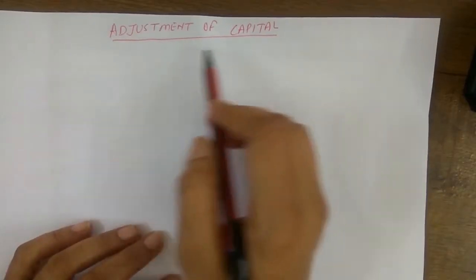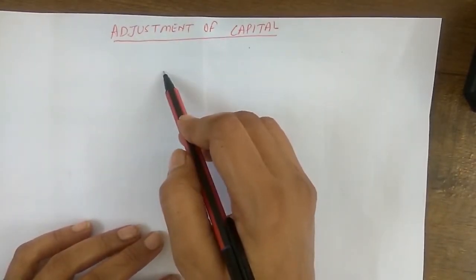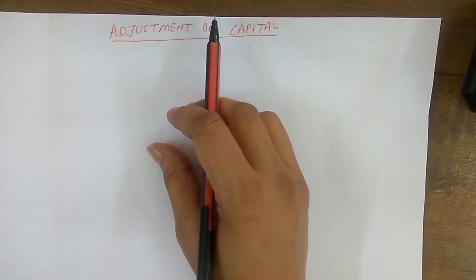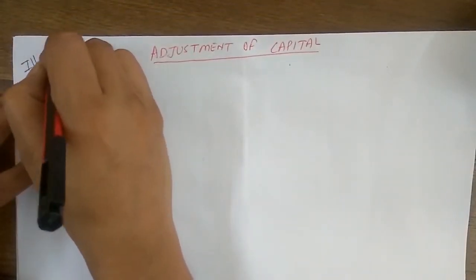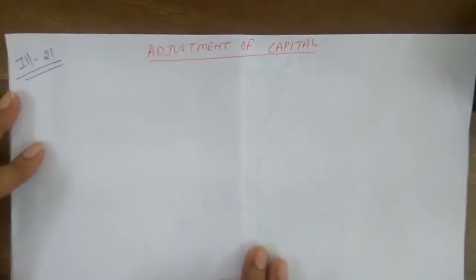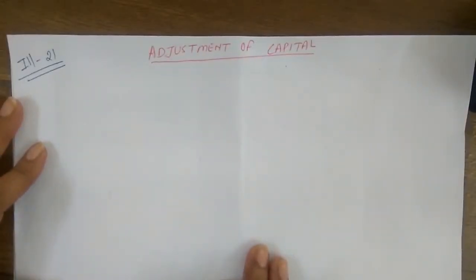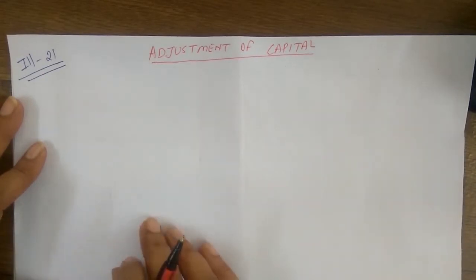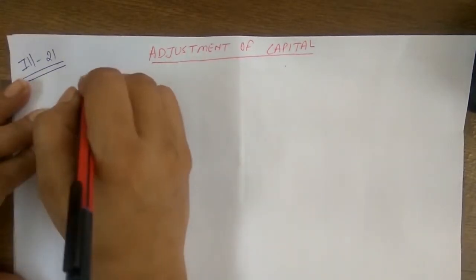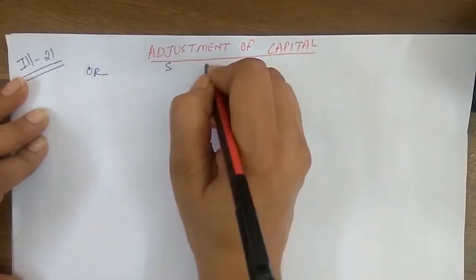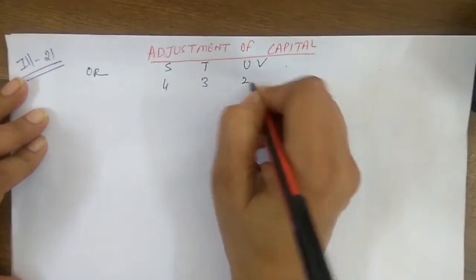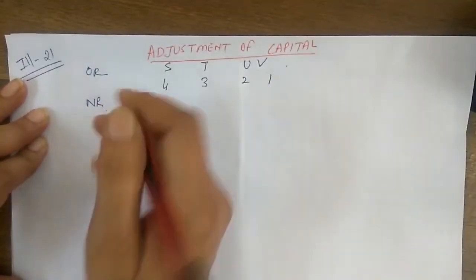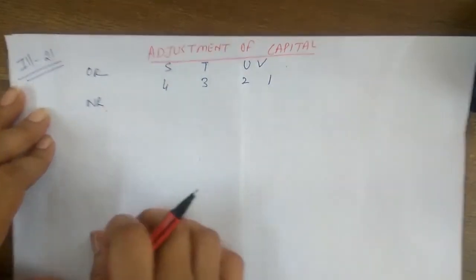So to clear this concept of adjustment of capital, I am going to take one example, right? Example of your book only, the last example, that is illustration 21. Okay, read the statement, bache. S, T, U, V were partners in a firm in the ratio 4:3:2:1. I used to write old ratio S, T, U, V, that is 4:3:2:1. Then on 1st April 2016 the balance sheet was as follows.